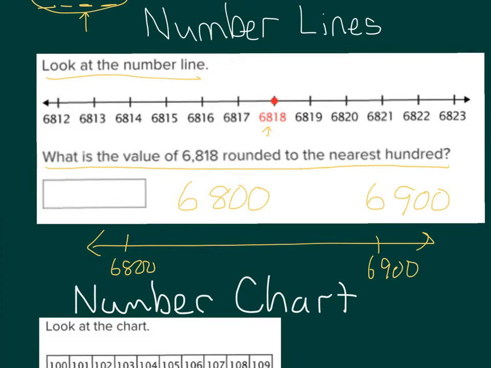then I would look and see, where does 6,818 go? So the midpoint would be 6,850. 6,818 would be somewhere like right here. So is it closer to 6,800 or 6,900? It's closer to 6,800. So the answer is 6,800. Okay, 6,818 is somewhere like right here. The closest hundred is 6,800. Okay.